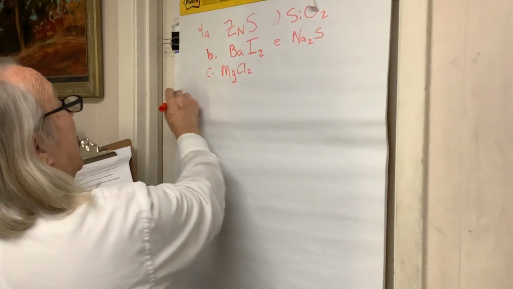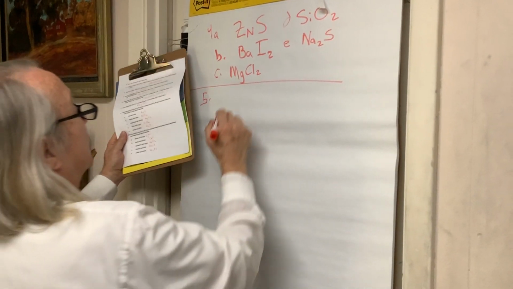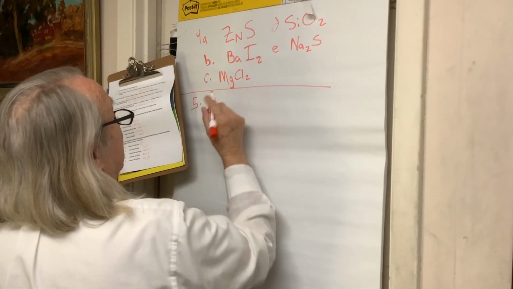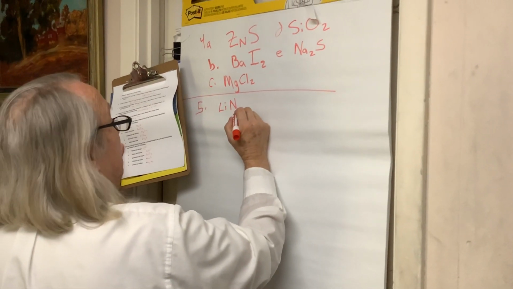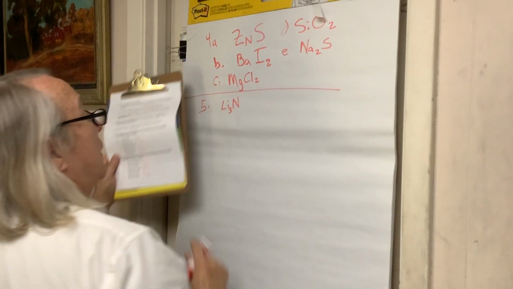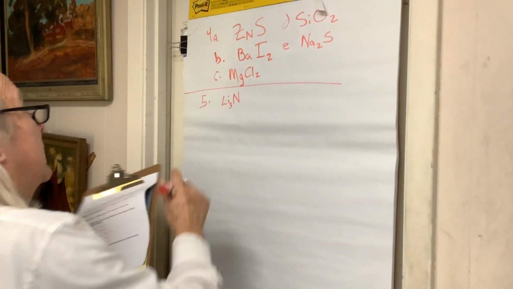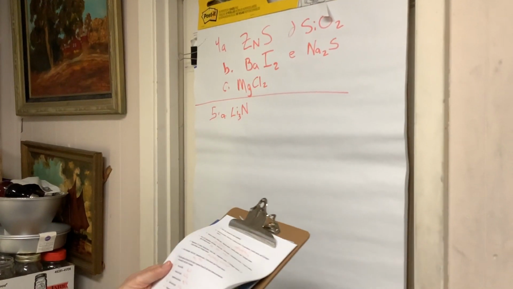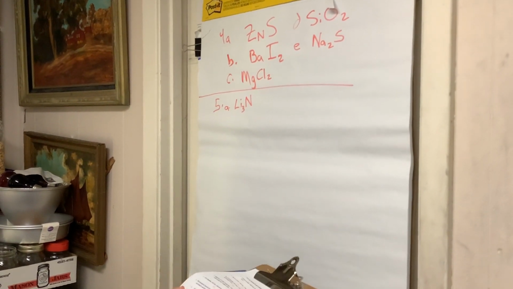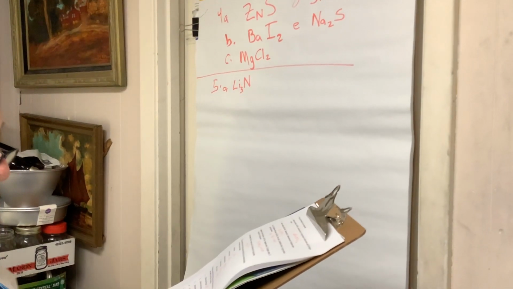For number 5, I have lithium and nitrogen. Nitrogen's, for most common purposes, is -3. So I need 3 +1 lithiums for the -3 nitrogen. And so when it asked me to write the empirical formula, it would be Li3N, lithium nitride.